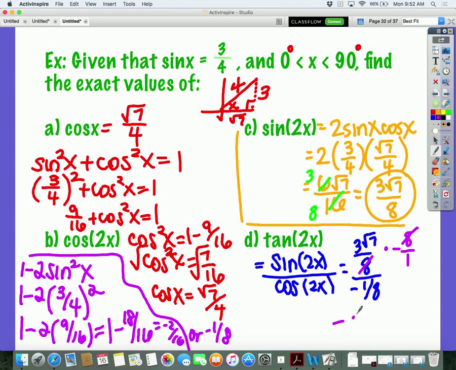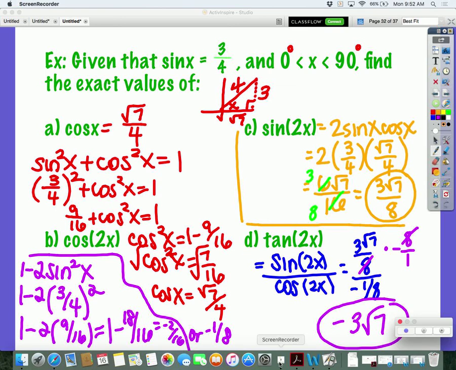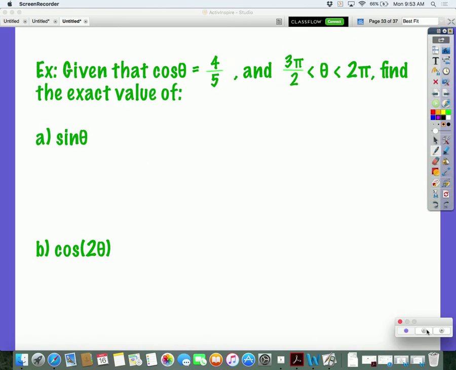Careful. -3 root 7. I wrote that down. Okay? Because I was running out of space, I just went ahead and multiplied by the reciprocal on the opposite side of the numerator. So there's no more denominator. And that's how we got -3 root 7. Questions? Okay? We're going to do another one.